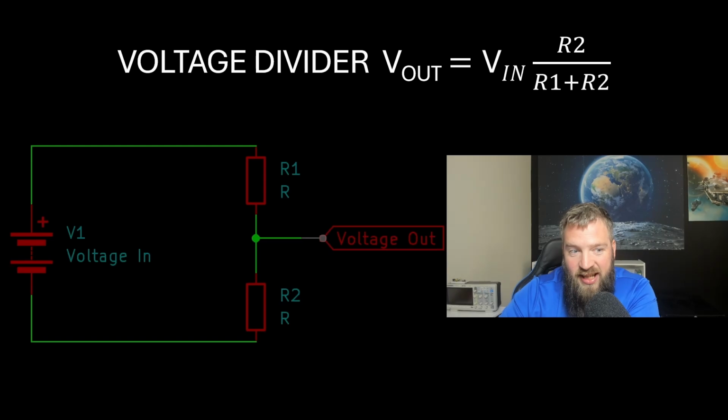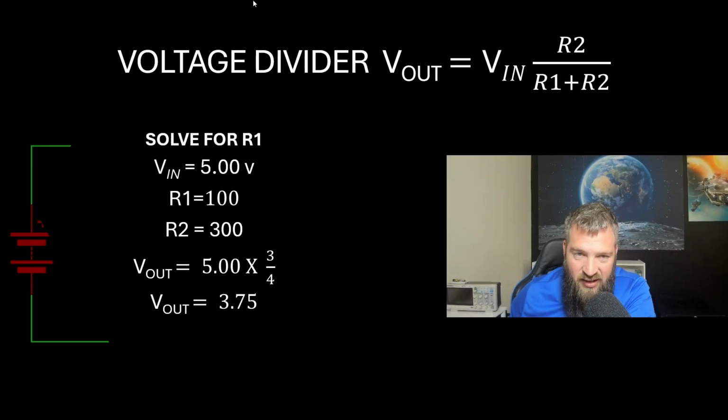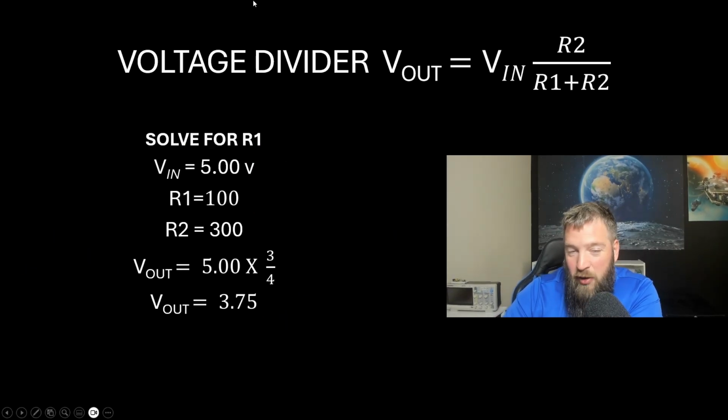You have a source input voltage, you have an R1 resistor, you have an R2 resistor, and you have a voltage out that's between that R1 and that R2. So when you take the R2 and divide it by the sum of R1 and R2, you can get your voltage out. All right. So simple voltage equation.